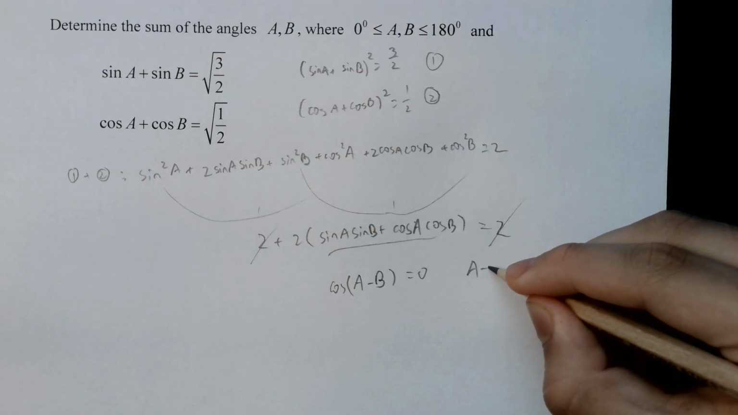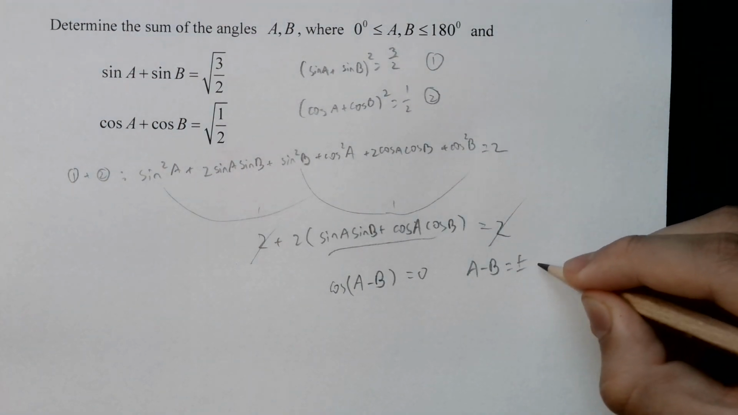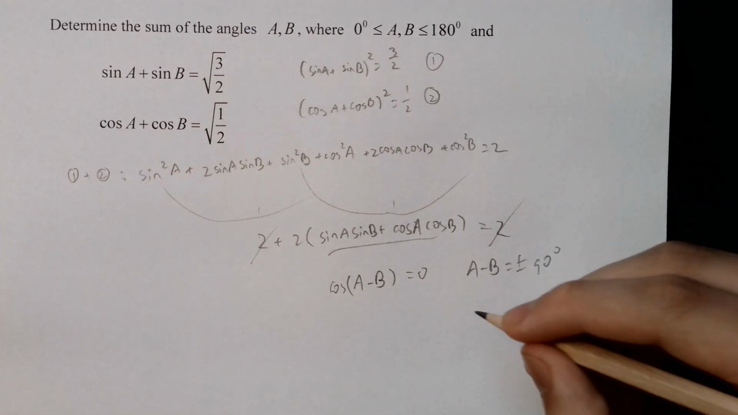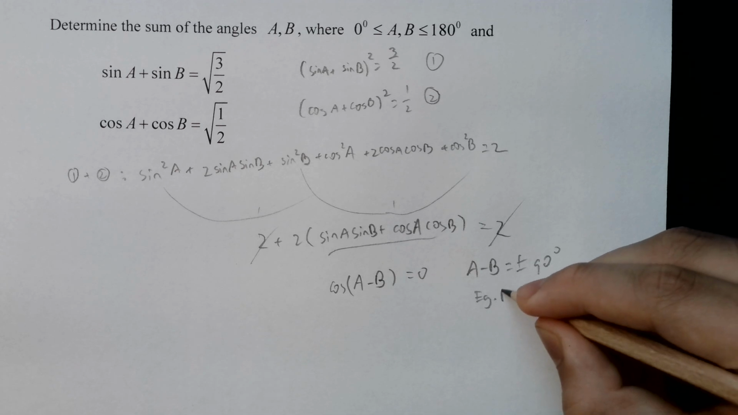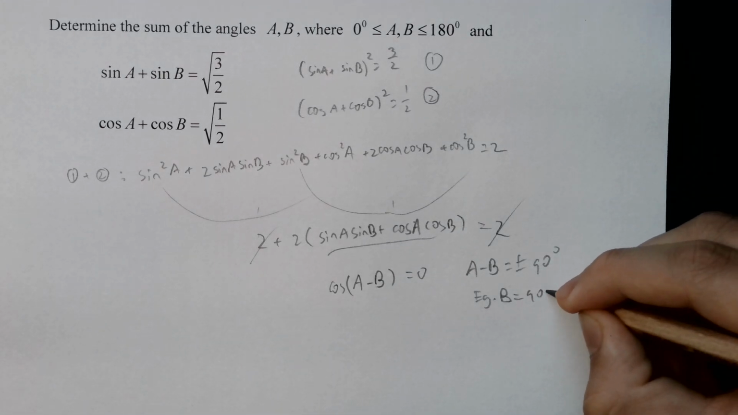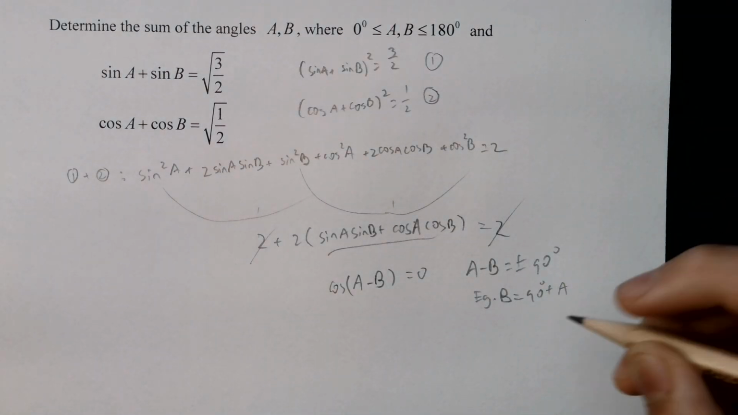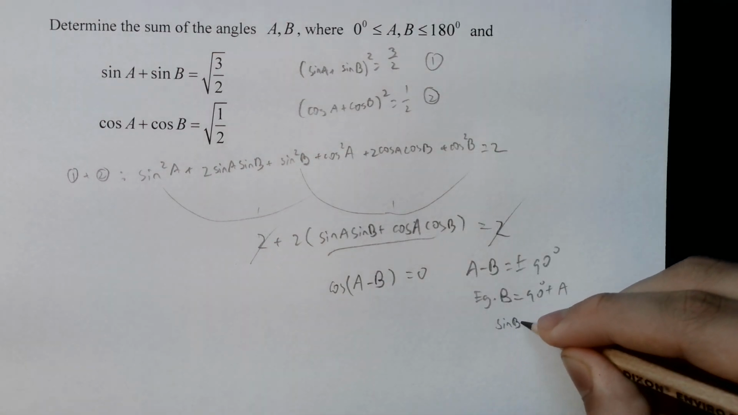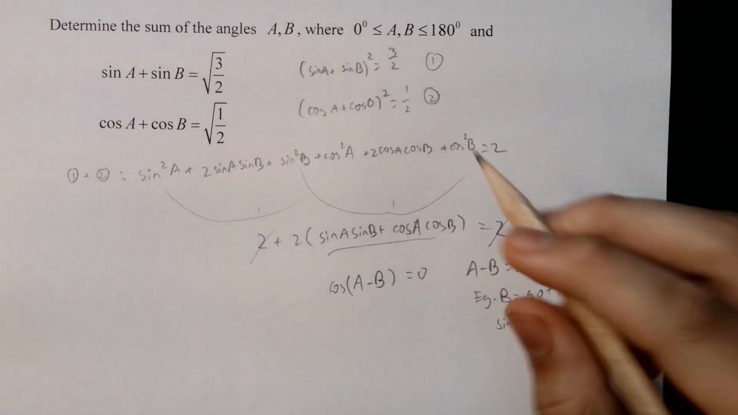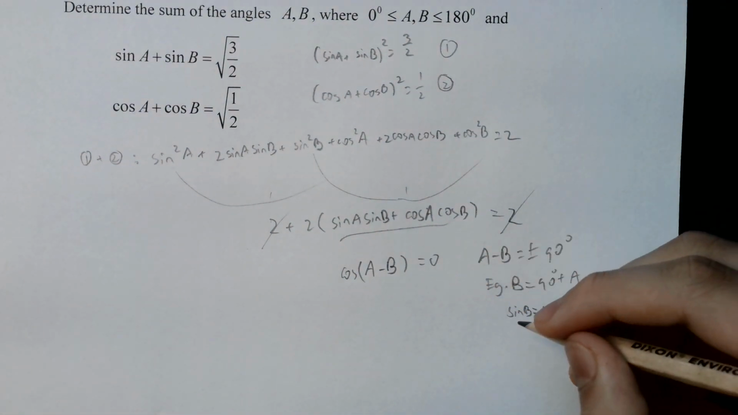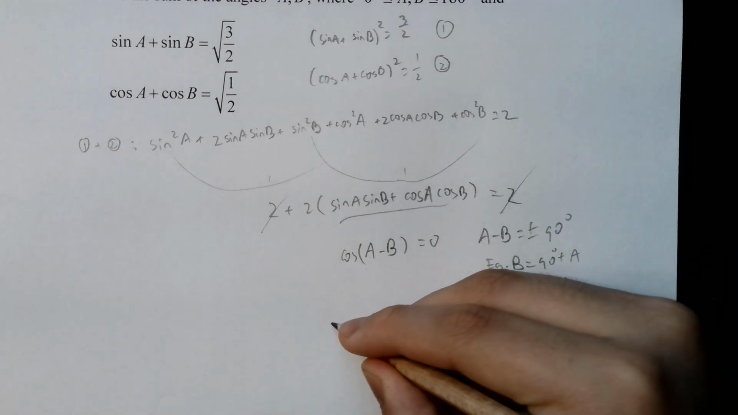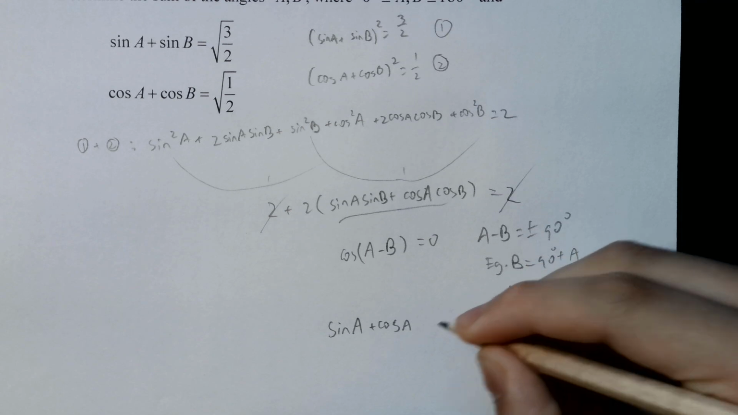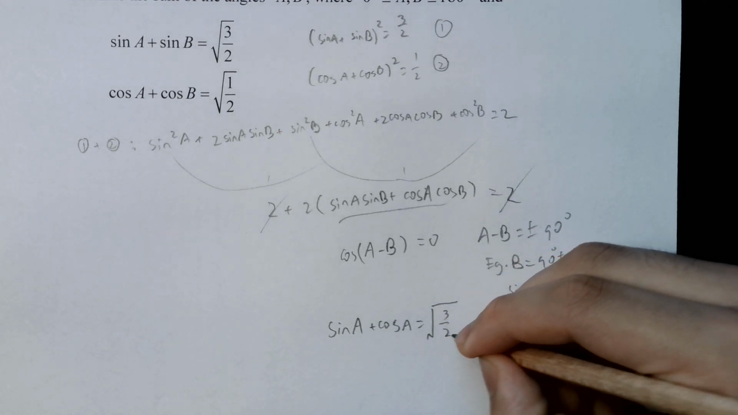And so this means that A minus B is going to be equal to plus or minus 90 degrees. Or in other words, A and B have a difference of 90 degrees. So for example, we're just going to let B be the bigger number here, and it's going to be equal to 90 plus A. And because B is 90 degrees higher than A, this means that sine B is also going to be equal to cos A. So going back to this equation right here, we can plug in the fact that sine B is equal to cos A, and we see that sine A plus cosine A is going to be equal to square root 3 over 2.